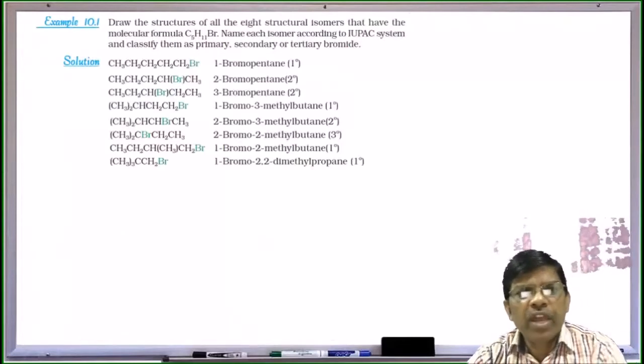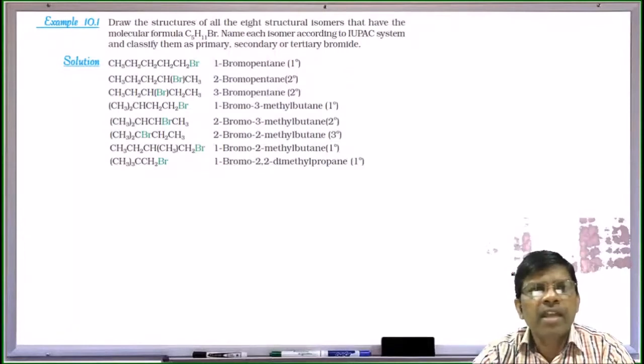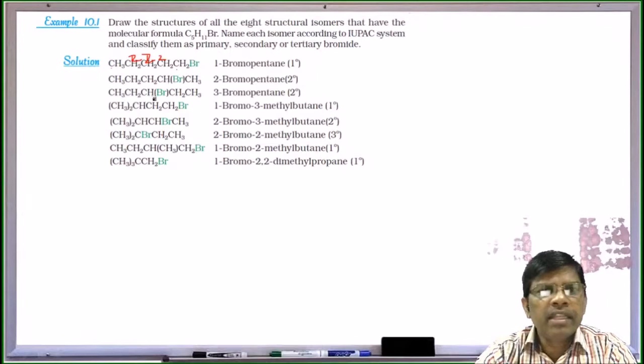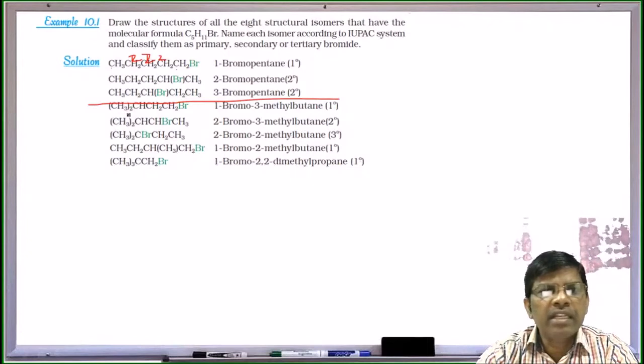When it comes to board exams, you will be asked to write the IUPAC names of these compounds. So 1-bromopropane, 2-bromopropane, and so up to here one series is complete. Then you have to change the methyl group's position. 1-bromo-3-methylbutane. So bromo, alphabetical order it follows. Bromo, methyl, right? 2-bromo-3-methylbutane, followed by 2-bromo-2-methylbutane, and 1-bromo-2-methylbutane, and 1-bromo-2,2-dimethylpropane.